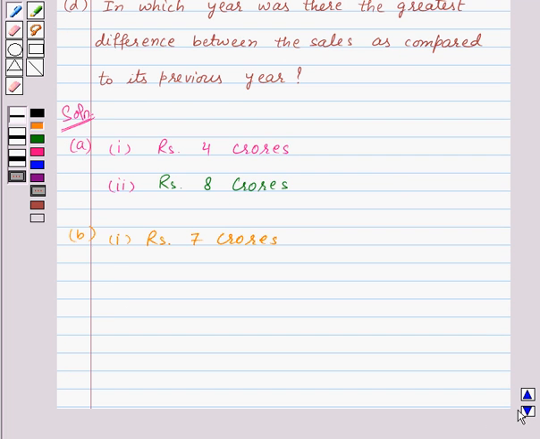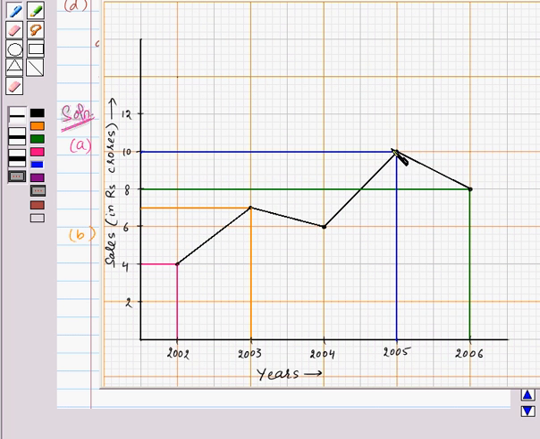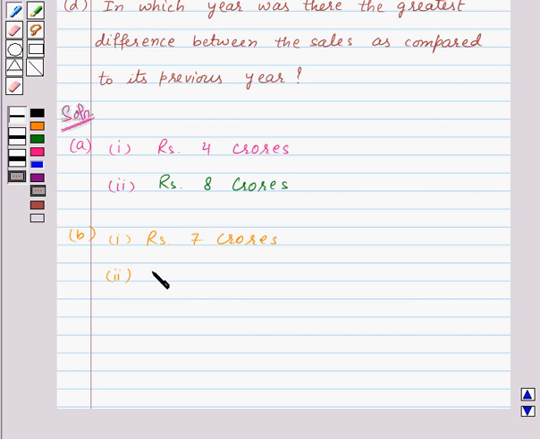Now we need to find out the sales in year 2005. So let's see the graph again. Now this point corresponds to the year 2005. Simultaneously, this corresponds to the point 10 on the y-axis. That means the sales in the year 2005 were rupees 10 crores. So here we will have rupees 10 crores.